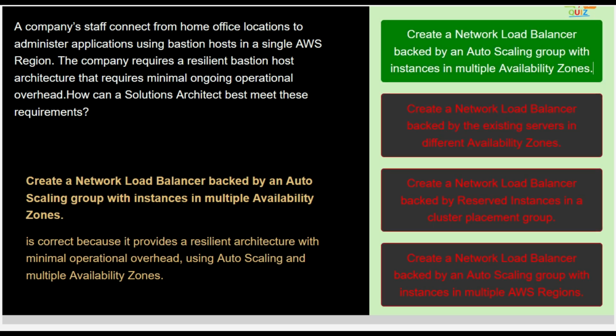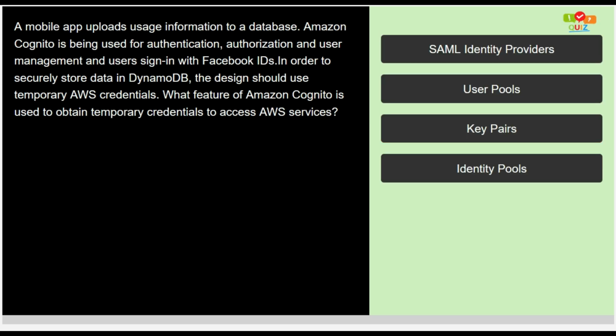Alright. Let us move to our next question. A mobile app uploads usage information to a database. Amazon Cognito is being used for authentication, authorization, and user management, and users sign in with Facebook IDs. In order to securely store data in DynamoDB, the design should use temporary AWS credentials. What feature of Amazon Cognito is used to obtain temporary credentials to access AWS services?